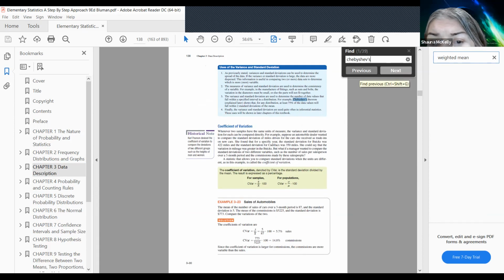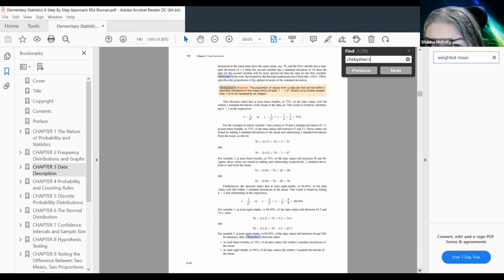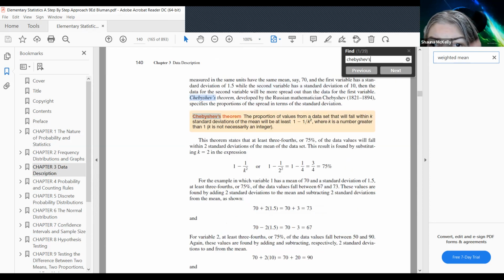So I was talking about the coefficient of variation. But Chebyshev's theorem is actually a little different in the ebook. The page is a little bit different. It's at the bottom of page 138 for me, but here's what it says. Let me make it larger. Okay, so Chebyshev's theorem, developed by a Russian mathematician, specifies the proportion of the spread in terms of the standard deviation. Okay.